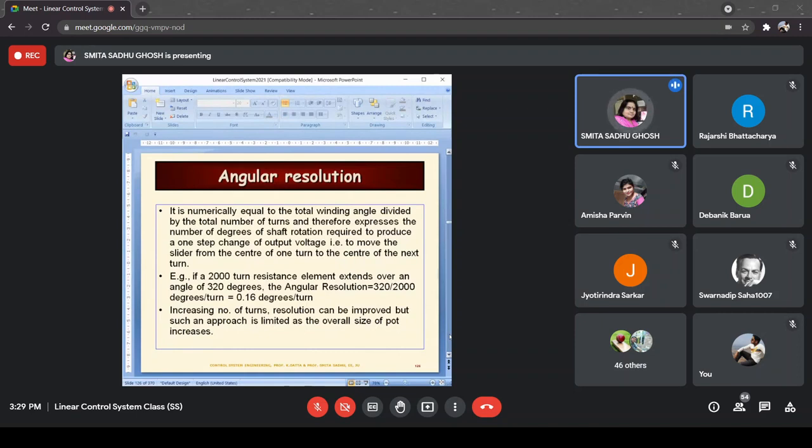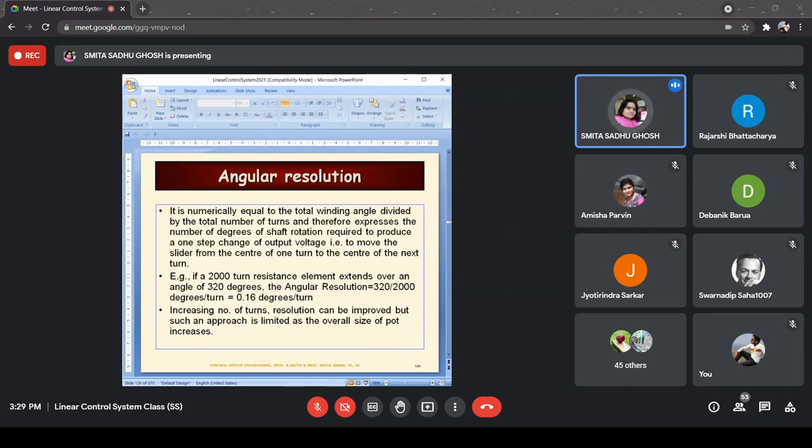Okay, so there is another type of resolution which is often defined. It is known as the angular resolution, numerically equal to the total winding angle divided by the total number of turns, and therefore expresses the number of degrees of shaft rotation required to produce a one-step change of the output voltage. That is, to move the slider from the center of one turn to the center of the next turn. What we are saying over here is that the angular resolution is numerically equal to the total winding angle divided by the number of turns.